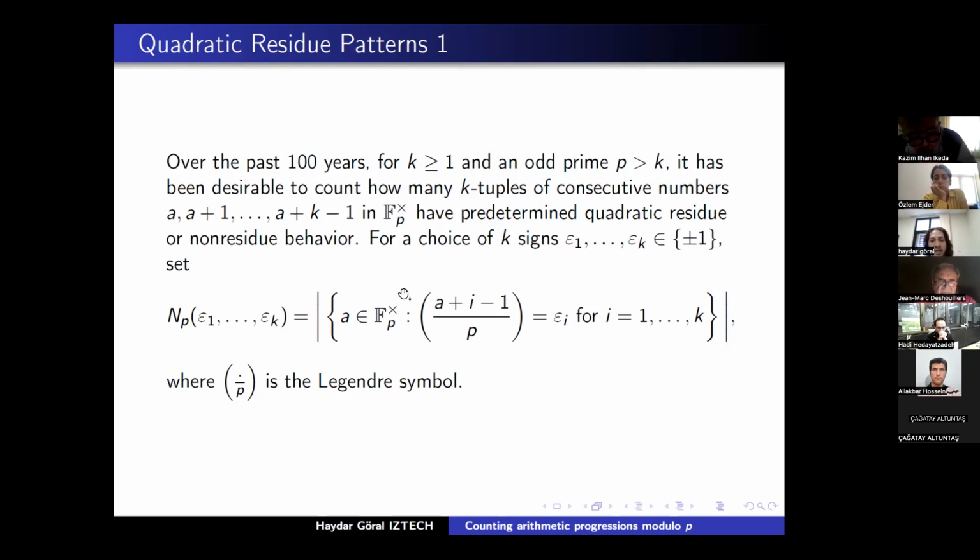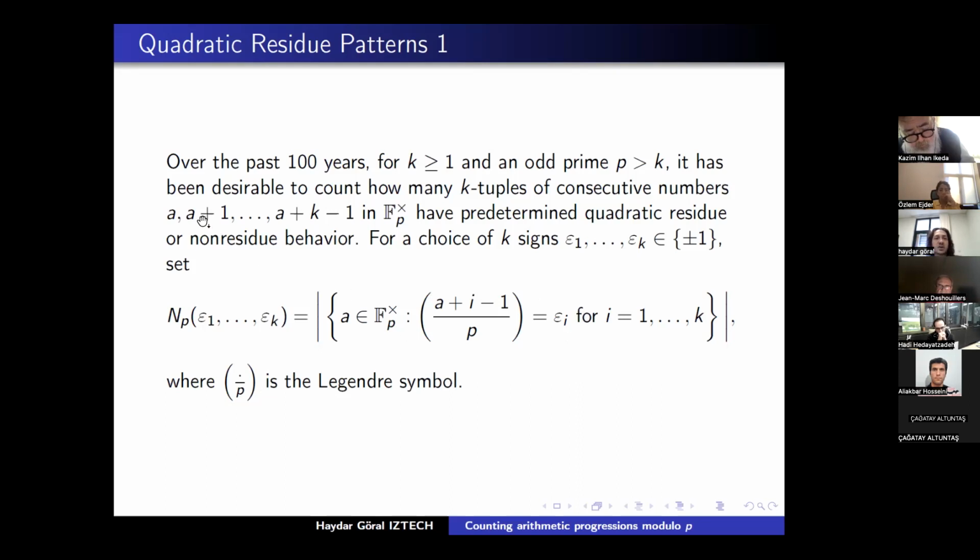So you count a's such that, for example, if epsilon 1 is 1, then your first element is a. If epsilon 1 is a, then you first start with a quadratic residue element. Then you change your pattern. For example, if you always choose 1, so this is your Legendre symbol, it is 1 if and only if you are a quadratic residue.